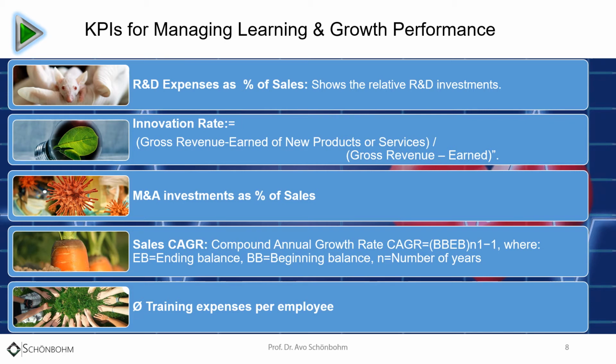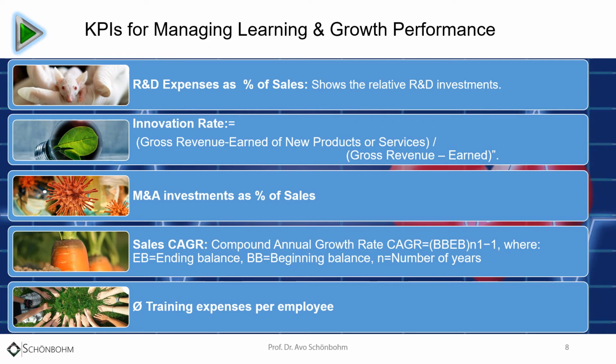Number 3, M&A investments as a percentage of sales. Why not? Investments are important, and in mature markets, maybe the investments into horizontal mergers might be the only way to keep on growing. You might also see what is your percentage of sales that is generated through businesses that you acquired over the last 3 years.